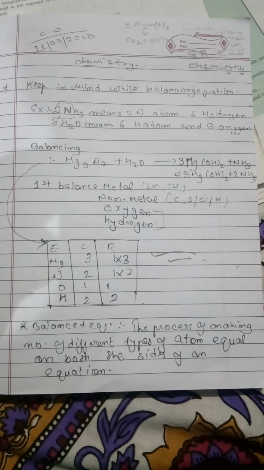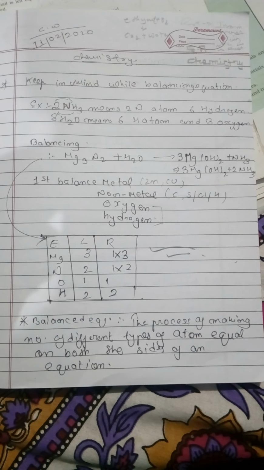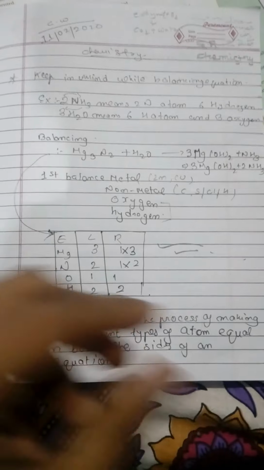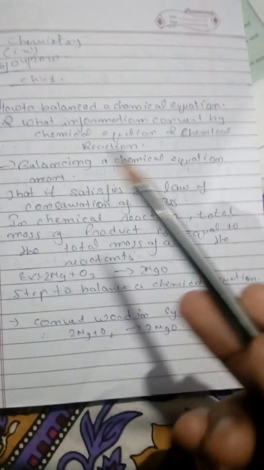Keep in mind while balancing an equation. Some important questions: how to balance a chemical equation, what information is conveyed by a chemical equation, and what it means. Also write what a balanced equation is and give an example. These are the questions.